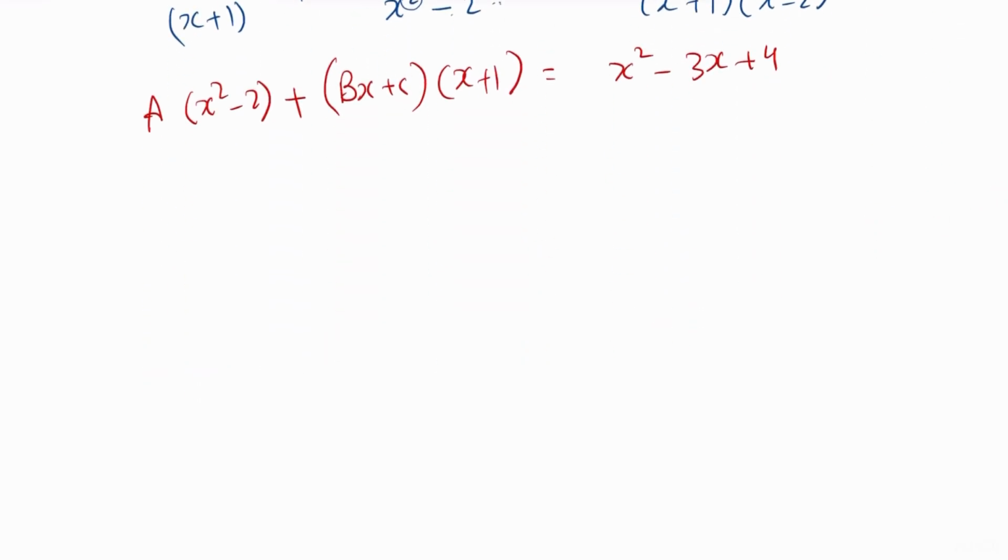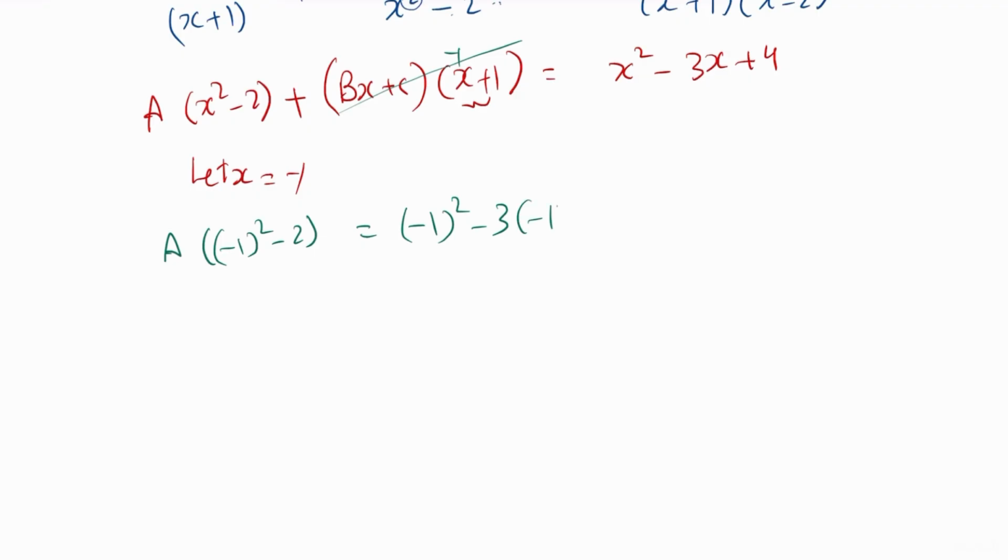To simplify this equation more, let's take this bracket. From this bracket, let x equal negative 1. Once you put negative 1 here, this is going to be 0, so we cancel this, and we come up with the value of A as (negative 1) all power 2 minus 2 equals (negative 1) all power 2 minus 3 multiplied by negative 1 plus 4. After you simplify this, you come up with negative A equals 8, so the value of A equals negative 8 after multiplying both sides by negative 1.